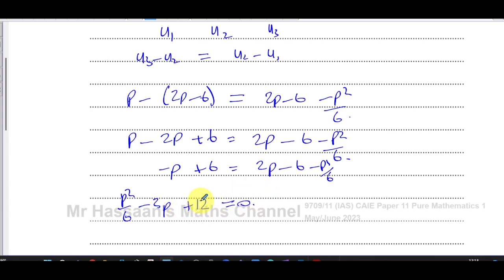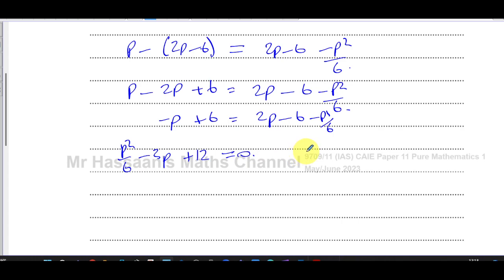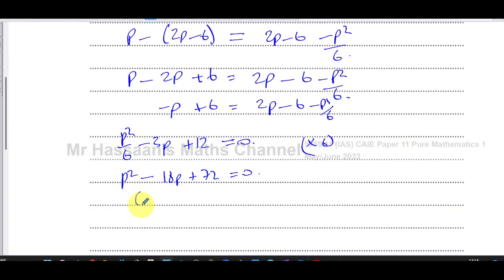So this is like a quadratic equation. I can solve this by multiplying both sides by 6. This is going to give me p squared minus 18p plus 72 equals 0. And if we solve this, we can factorize this. We'll have two numbers, both negative, that multiply to give you 72 and the difference between them is 18.